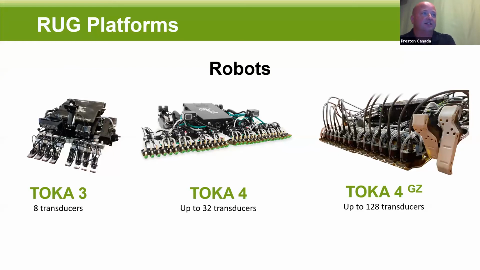TOCA 4 was designed for more flatter surfaces. We increased the transducer count. That one's up to 32 transducers, and it's a great tool as well. TOCA GZ is the newest guy on the block. It's up to 128 transducers. In the configuration in this picture, it's 96. Each transducer is a 1/4 inch apart. And as you start getting into thicker and thicker materials, that gap between transducers starts getting really, really small. So you get a very, very tight grid of coverage when you're using that type of platform.